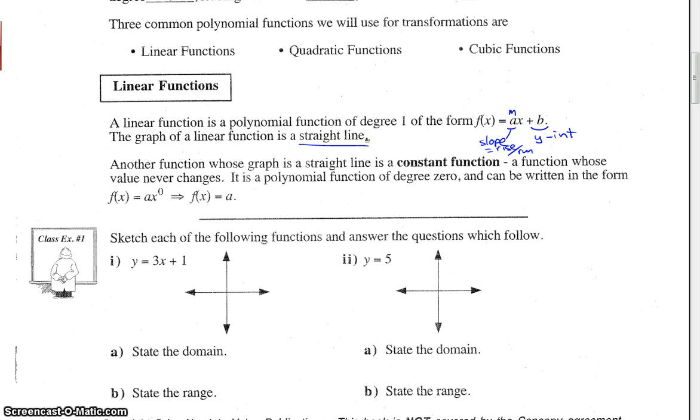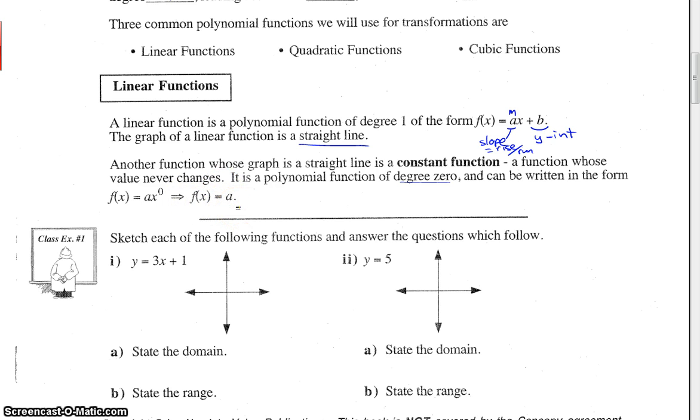Another function whose graph is a straight line is a constant function. And just as the name implies, it's a function that never changes. It stays constant. So the y value stays constant. The exponent on x is a 0, therefore degree 0 for a polynomial function. And it might be an equation like f of x equals a.